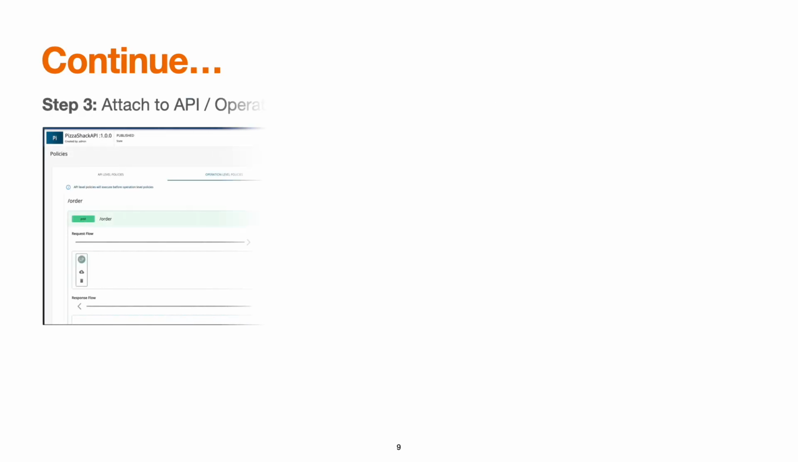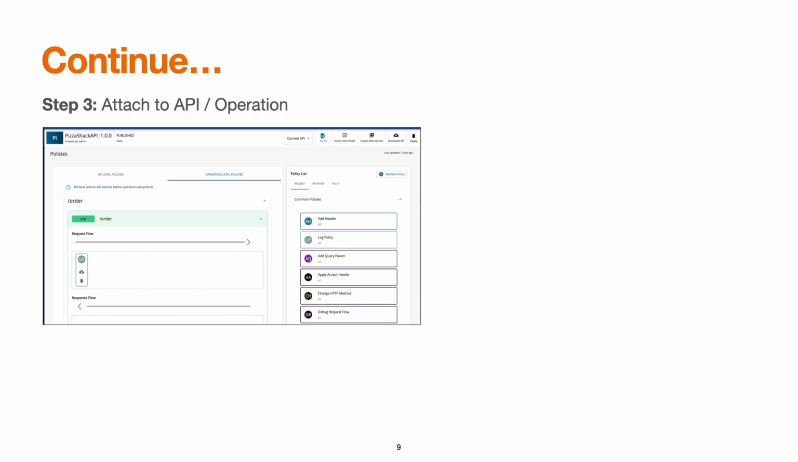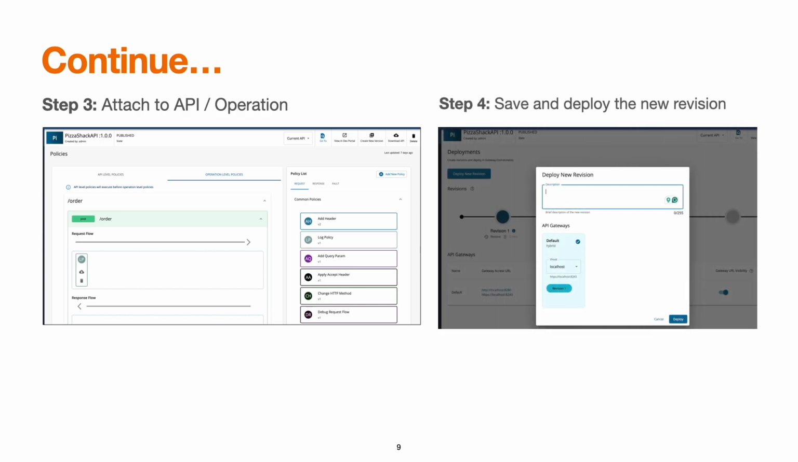Okay, so the next step, once the policy is available, you can just drag and drop it to your API or at the particular operation, or you can say the resource, and once it is added, you are good to save and deploy the new revision. Kindly note that you must deploy a new revision with this policy change, otherwise the changes will not reflect in your logs or whatever operation you are trying to do.